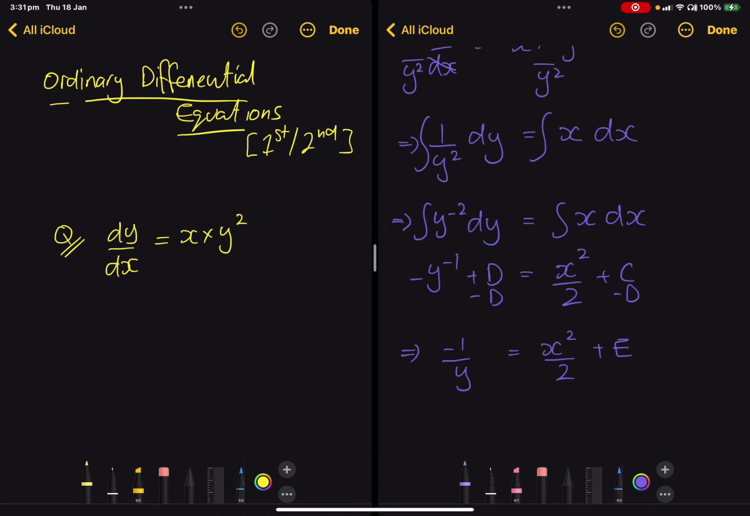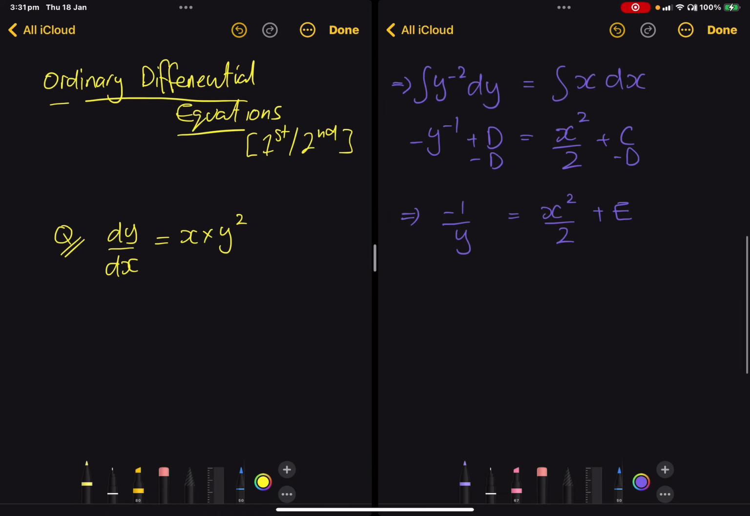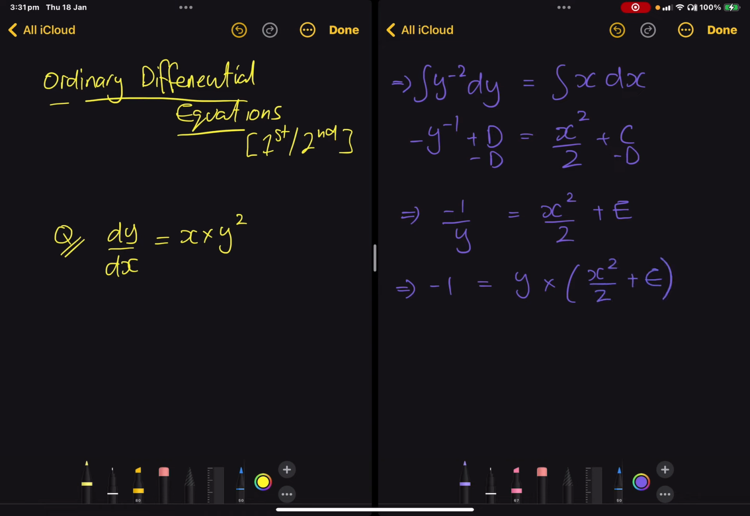Now we want to solve this for y, because we're trying to find a solution in terms of y equals. So we'll multiply both sides by y. This will give us minus 1 is equal to y times x squared on 2 plus e. We'll divide both sides by x squared on 2 plus e. This gives us y is minus 1 over x squared on 2 plus e.